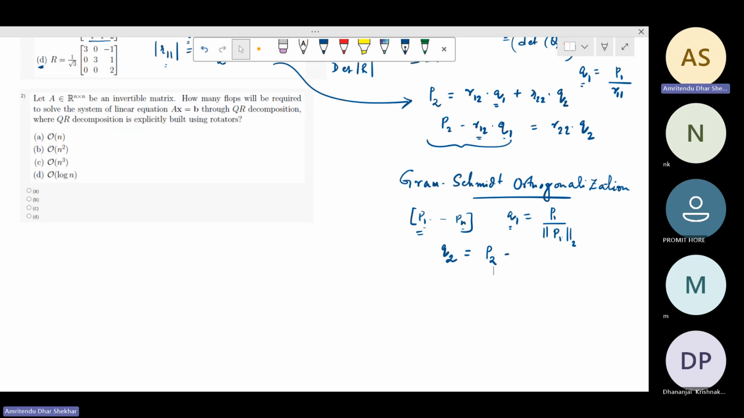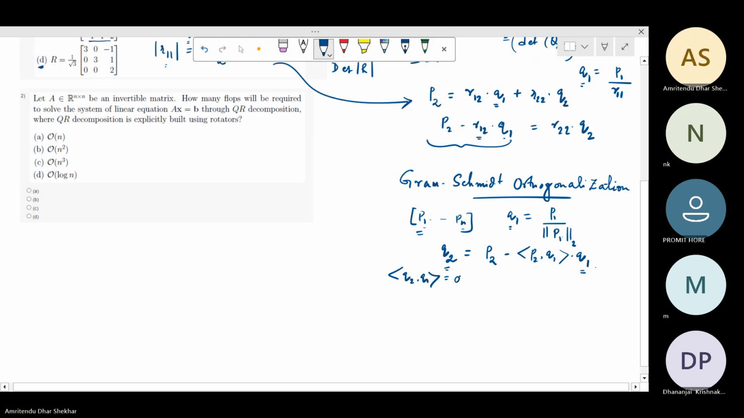Yeah, so you write this Q2 as equal to P2 minus the projection of P2 on Q1, which is this, P2 inner product Q1 times Q1. So notice that this vector Q2 is going to be orthogonal to Q1, right? You can check that the inner product of Q2 and Q1 is going to be equal to 0. But this need not be orthonormal, so you orthonormalize it, right?